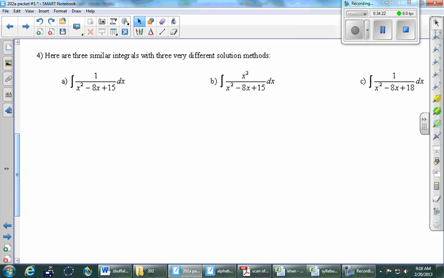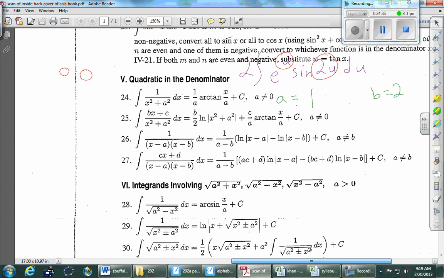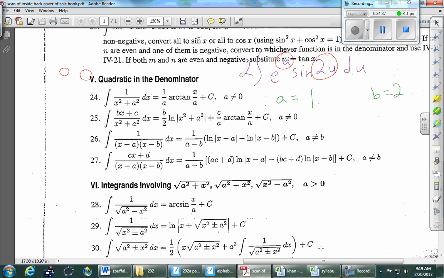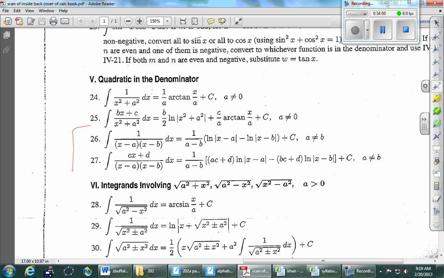So first thing to do, what kind of polynomials do we have in the bottom for all of them? They're all quadratics. Didn't we have a section in the formula sheet there with quadratics in the denominators? Let's find it. Quadratics in the denominators, part 5. Everybody see it? So we've got all these formulas here when there are quadratics in the denominators. So looking at 26 and 27, apparently it might be useful to do what to those denominators? Factor. So if we can factor, we're going to use one of those two formulas.